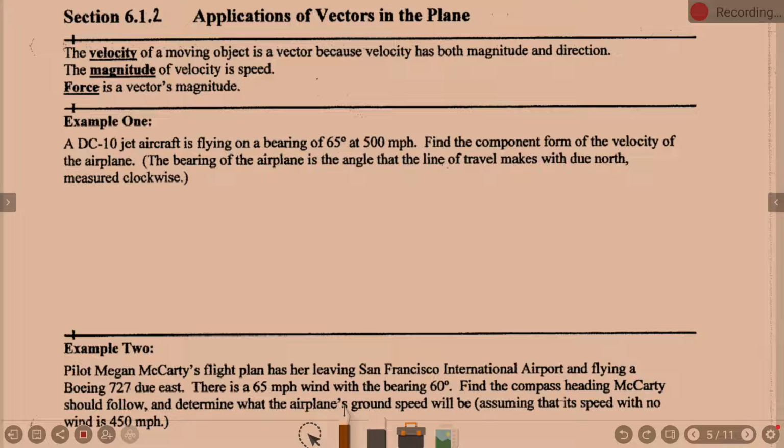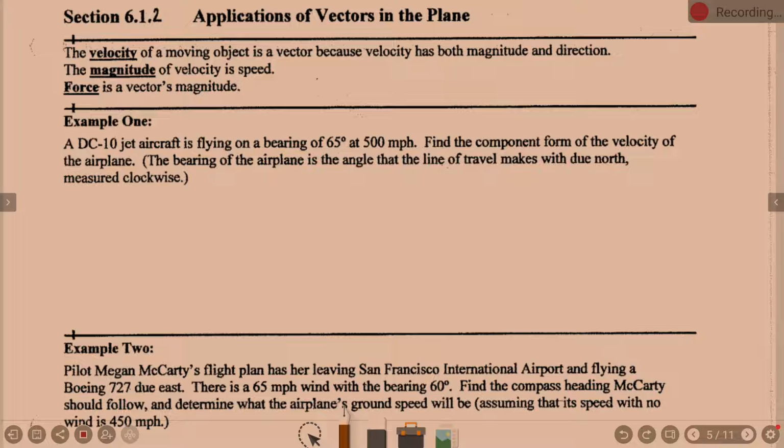And then it also talks about force as a vector's magnitude, which the force example is example 3, and we're not doing the force example. It's more than I want to get into. So let's look at example 1 here and see what we can figure out.